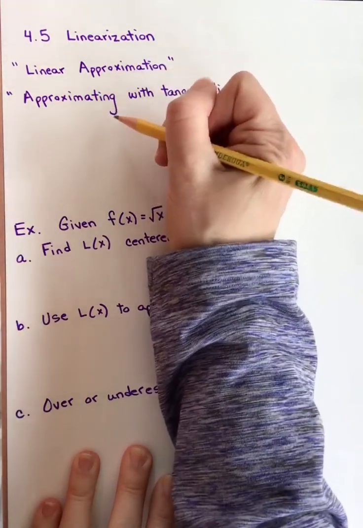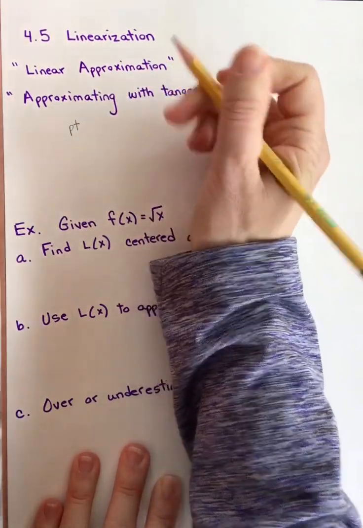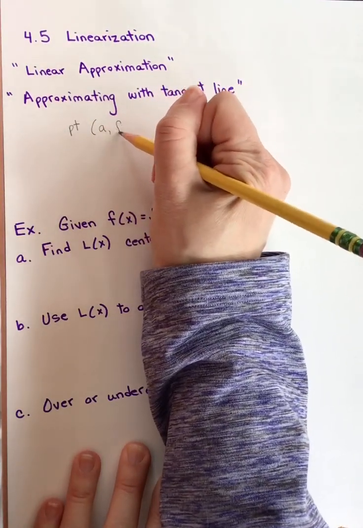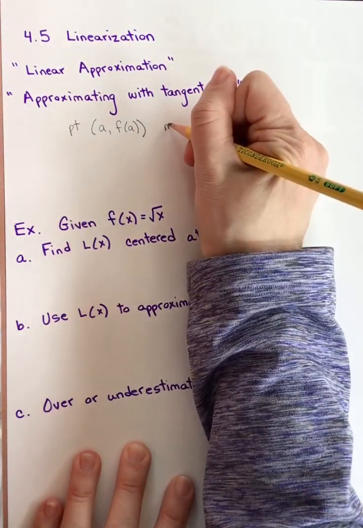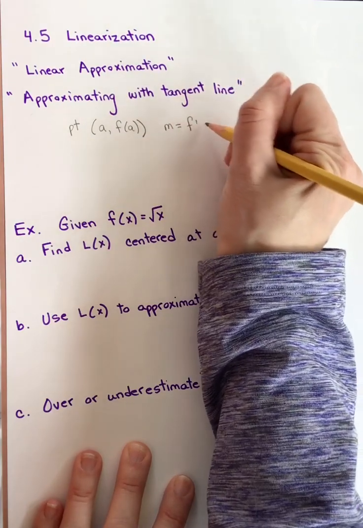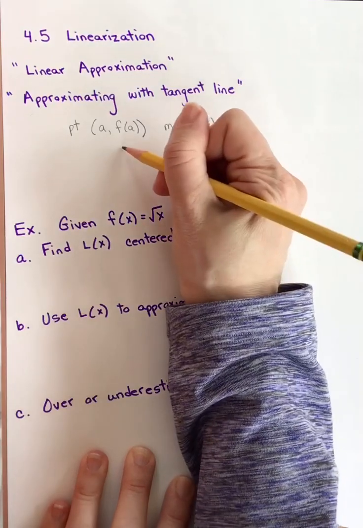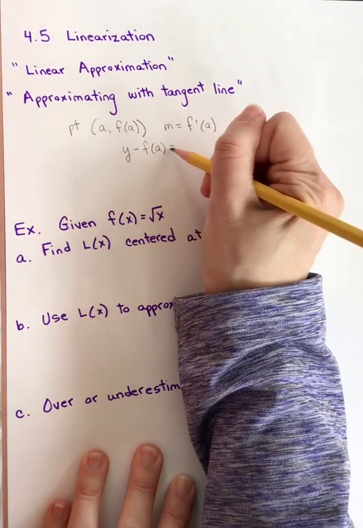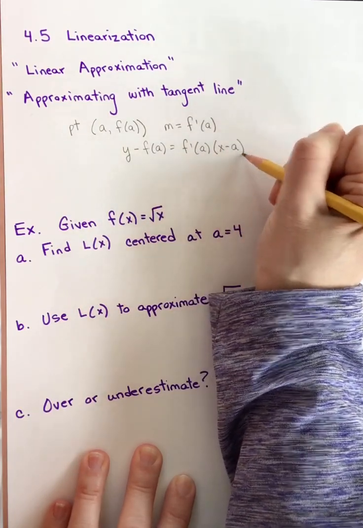So let's recall, first of all, what did we need for a tangent line? We needed a point. In this case, I'm going to call that point A, f of A. We also needed a slope. Where did the slope come from? The derivative. When all else fails, I should take a derivative. So then I told you, let's just plug it into point-slope form. y minus y1 equals m times x minus x1.